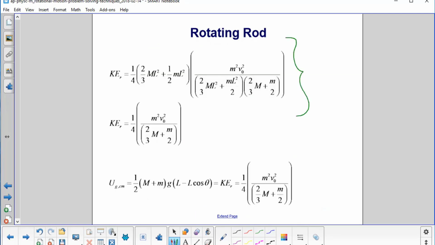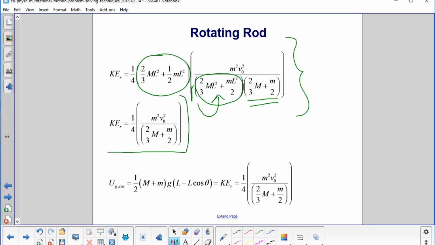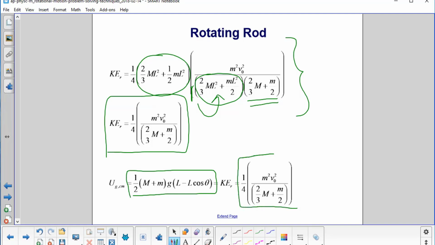Here's what we have from the previous slide, where we had squared this term, and then there was an L squared right in front of there, and we just put that over in this right here. And now, look what we have. This term is the exact same as this, so they cancel out. And we now have our rotational kinetic energy is this. So now we use conservation of total mechanical energy, where we have our gravitational potential energy at the top, where it's not moving, so there's no kinetic energy, and that equals the rotational kinetic energy at the bottom, where there was no gravitational potential energy.